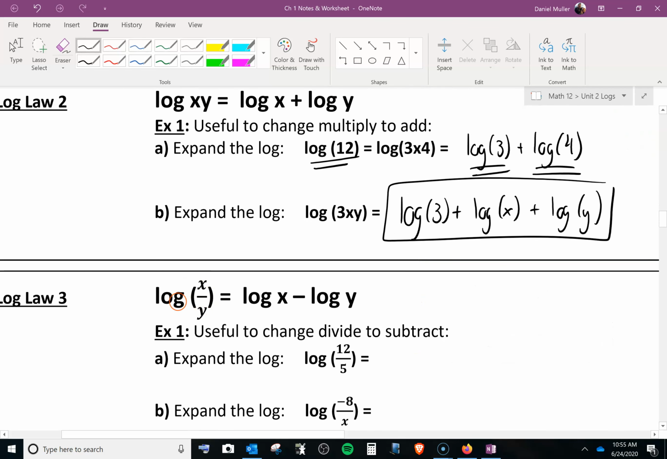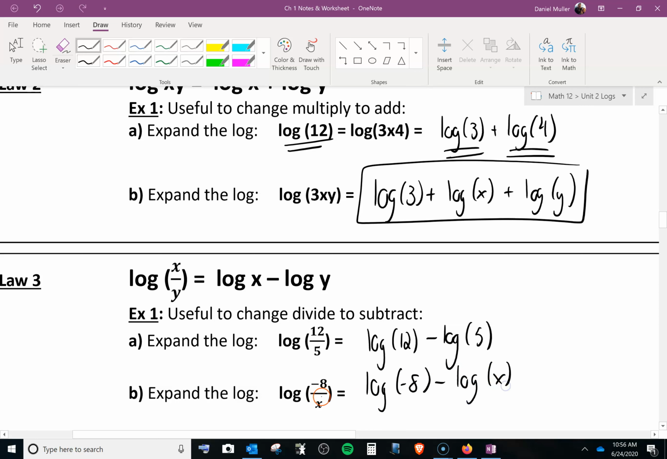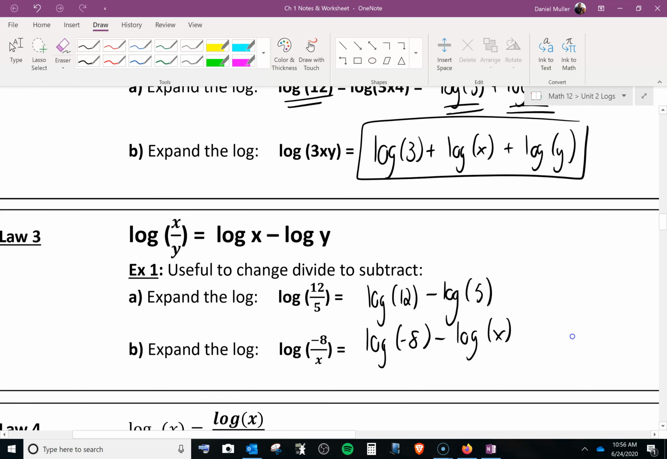And the opposite here, I guess it's not really the opposite, but the division rule. And so if you are dividing 2 things, you can separate them into subtraction. Or if you're subtracting 2 of them, you can join them as a division. So this thing right here could be written as log of 12 minus log of 5. Again, I don't know why you would ever split something up. Generally, we like to simplify things and put them back to 1, but it is an option. Here, we can do this. Log of -8 subtract log of x. So because they're dividing, we can separate them and we can subtract them.